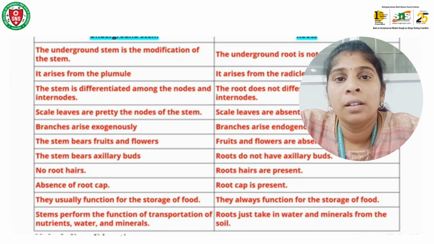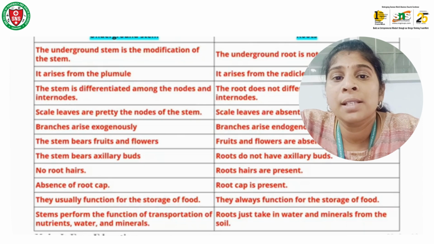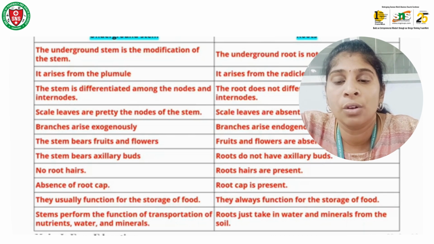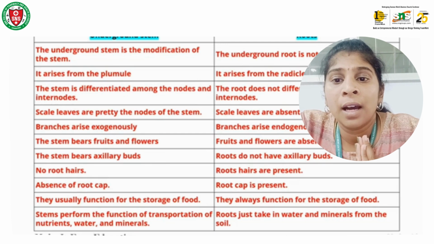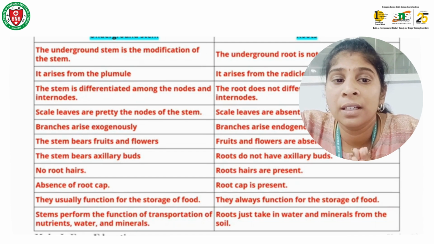So let's see the difference between the underground stem and roots. Usually the underground stem is a modification of the stem, and the underground root is not a modification of the stem at all. Underground stem arises from the plumule, but the root arises from the radicle. In the underground stem, the stem is differentiated into nodes and internodes, but the root does not differentiate into nodes and internodes. Similarly, scale leaves are present at the nodes of the stem, and the scale leaves are absent in the roots.